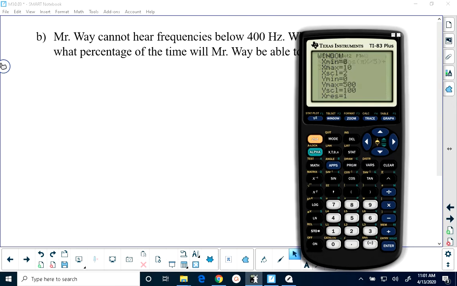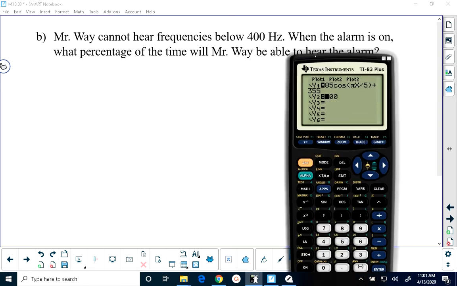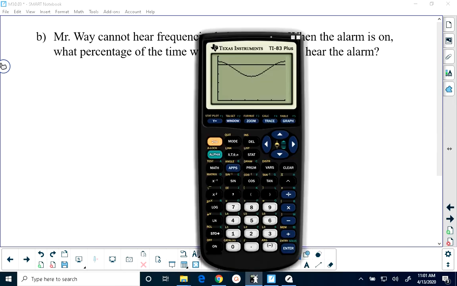Now, I've also already put in the two functions, 85 cos pi x over 5 plus 355. And the other function I put in is y equals 400, because that is kind of my hearing threshold. If the frequency is above that, I can hear it. If the frequency is below, I cannot. And when I graph it, I get this image.